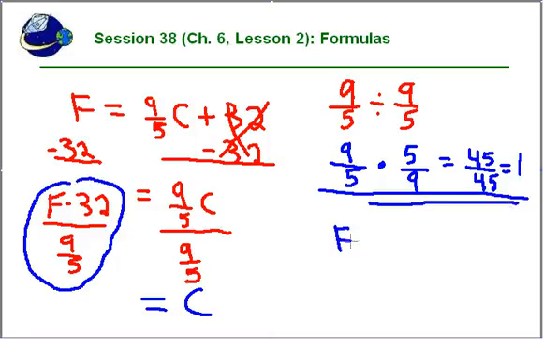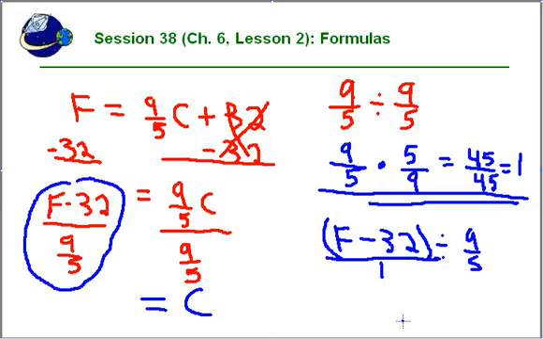F minus 32, and then we're taking that and dividing it by 9/5. Well, f minus 32 is the same thing as f minus 32 over 1. We can make a fraction out of that. And then what happens is we flip this over, because remember, to divide by a fraction you have to flip over and then multiply. So on the right-hand side of this equation over here, we were left with the c.